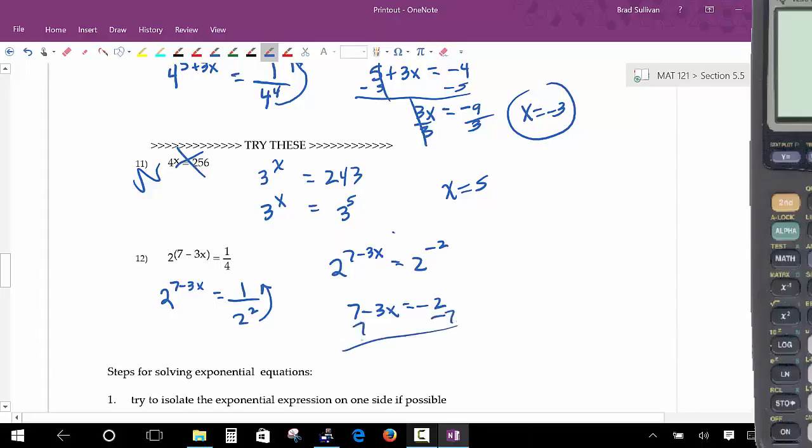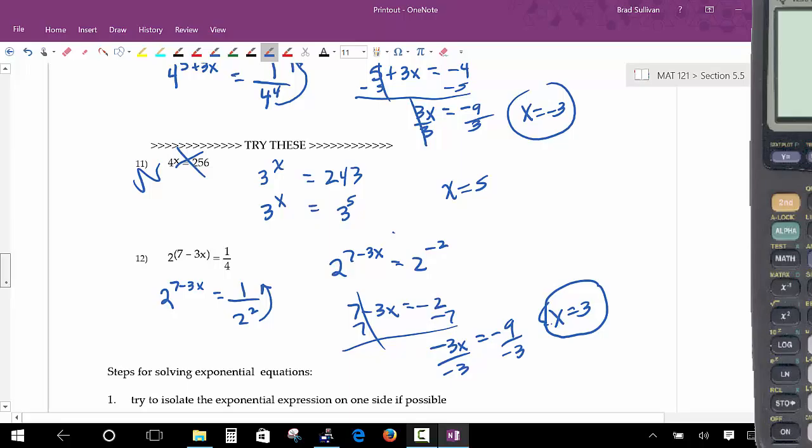All right, so we just do this. That's going to be negative 3x equals negative 9. Divide by negative 3. Hopefully you got x equals 3. Does that look good? Okay. So that's preparing you for the next thing. You guys got any questions about that?